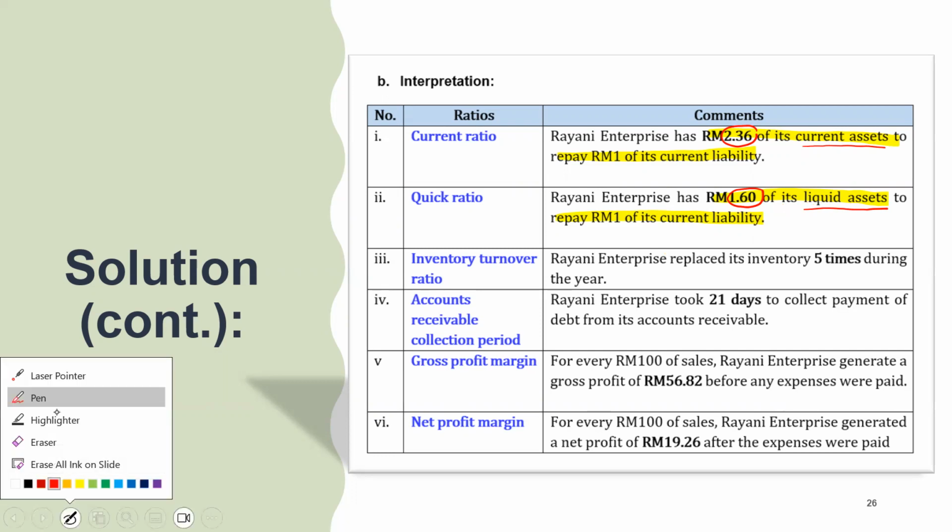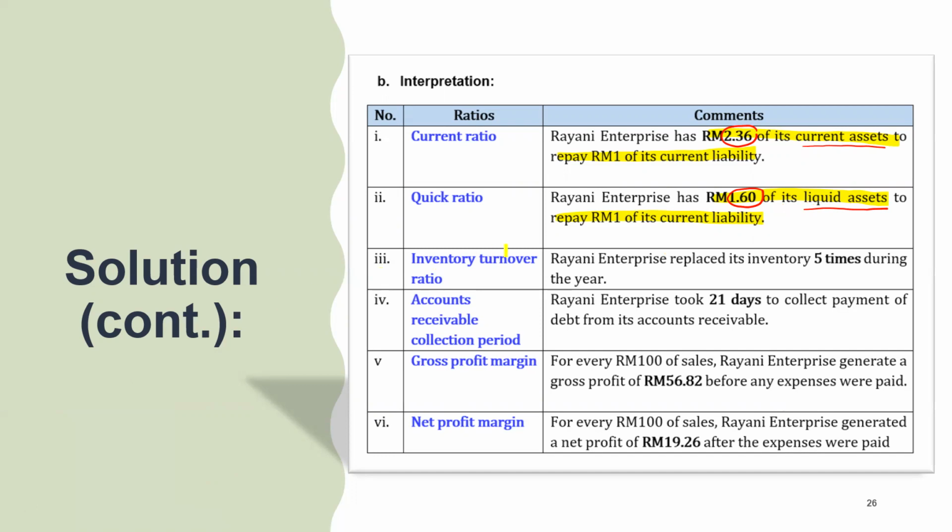Okay, next, let us interpret the inventory turnover ratio. The business replaced its inventory 5 times during the year. Or alternatively, we can say that Rayani Enterprise sold its stock 5 times during the year, because inventory turnover measures the number of times that the business replaces its inventory or sells its inventory.